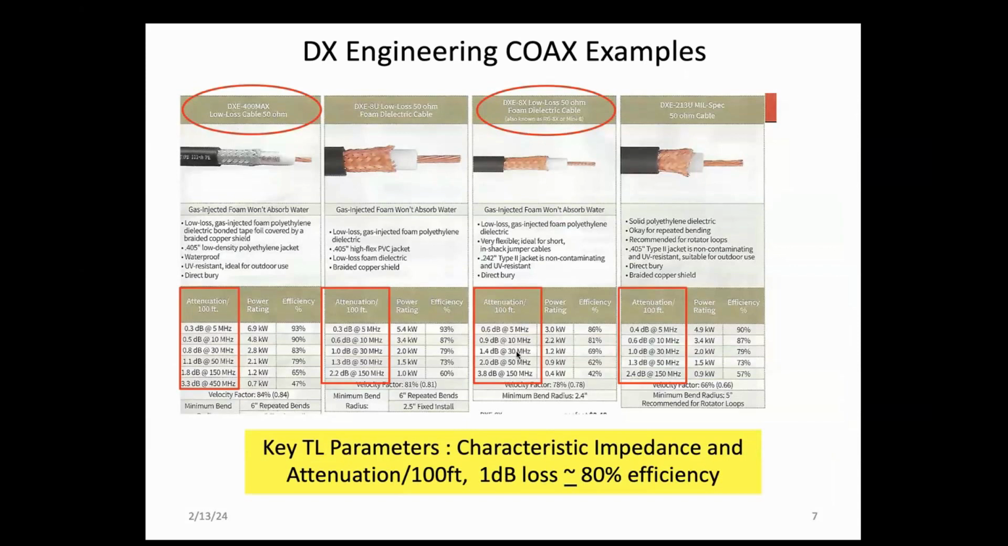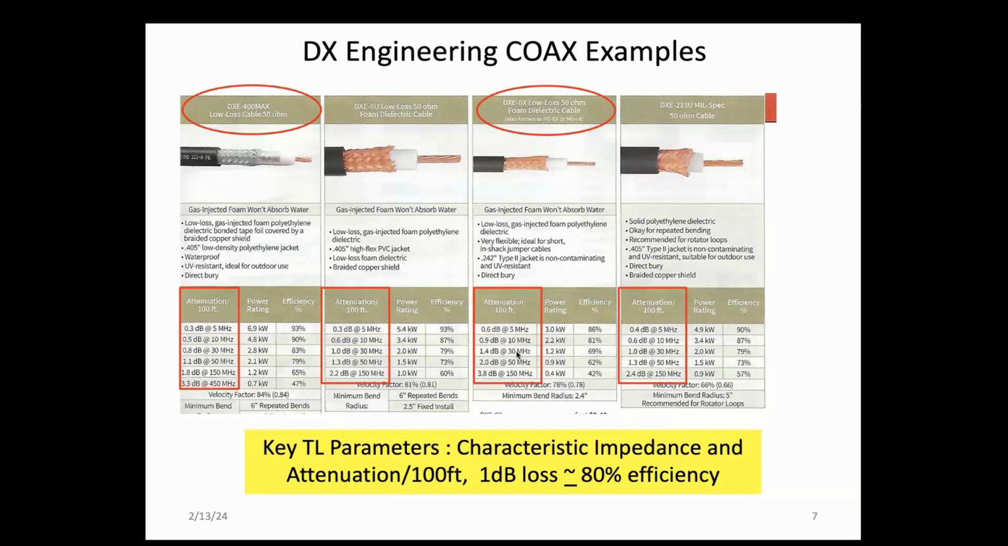In the rectangular red boxes below each one, I don't know if you can see it or not, but this says attenuation per 100 feet. And it gives the attenuation versus frequency. So it goes from 5 megahertz in this case up to 450. This is equivalent to an LMR 400 coax.